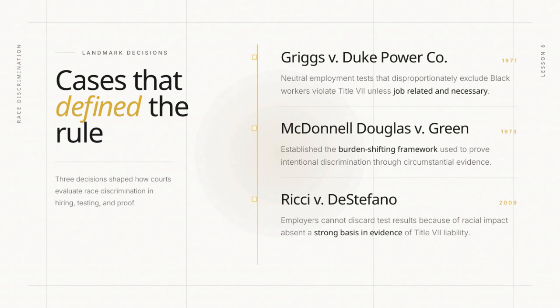Finally, Ricci v. DiStefano from 2009 provided important guidance for employers concerning race-based test results. The ruling held that employers cannot simply discard test results because they show a racial disparity, unless there is a strong justification tied to Title VII liability. This decision balanced the need to prevent discrimination with the obligation to manage employment practices fairly. Together, these three cases form the foundation for how race discrimination is legally assessed in employment today.